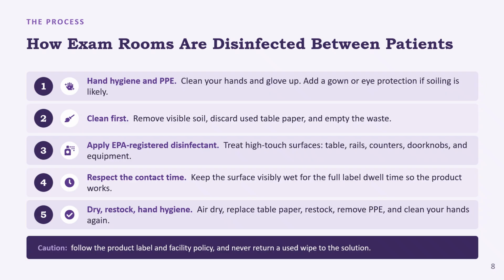Step 5, let surfaces air dry. Replace the table paper, restock supplies, then remove your PPE and perform hand hygiene again. Two cautions that come straight from CDC guidance: always follow the product label and your facility policy, and never double dip, meaning never reuse a cloth on a clean area after a dirty one, or return a used cloth into the solution container, because that can spread contamination.